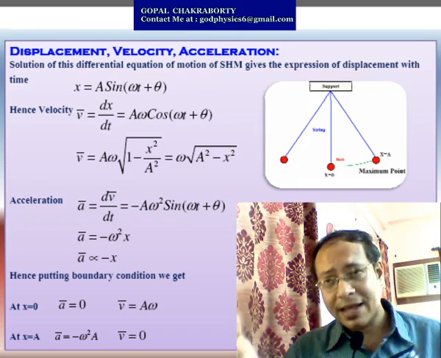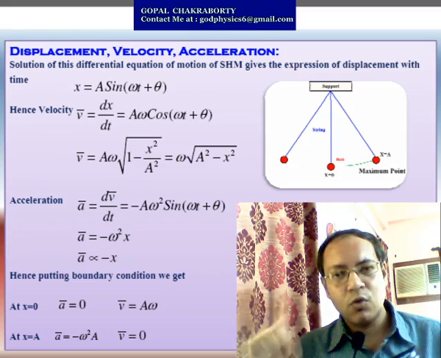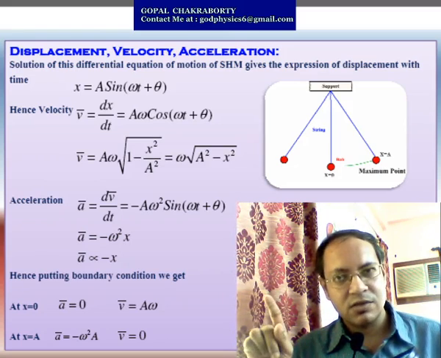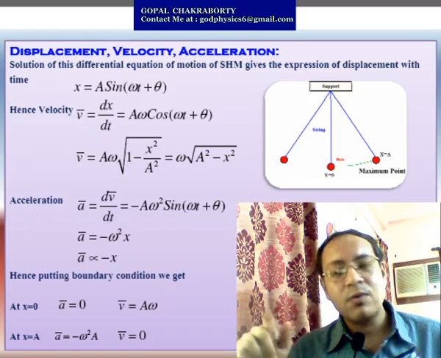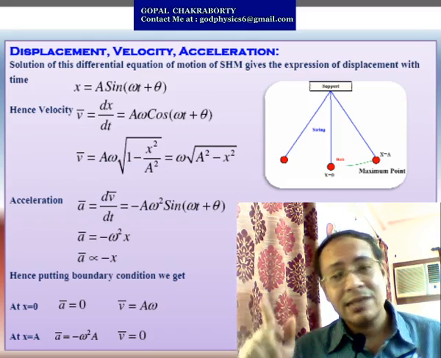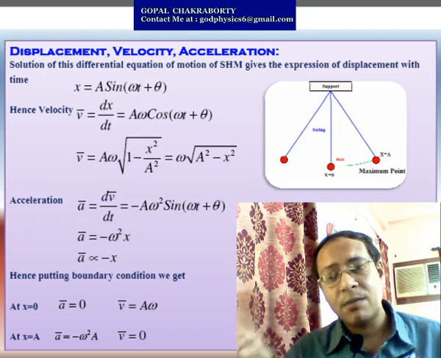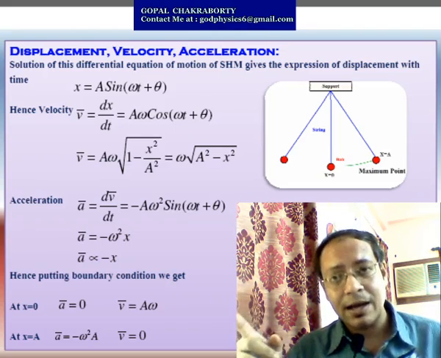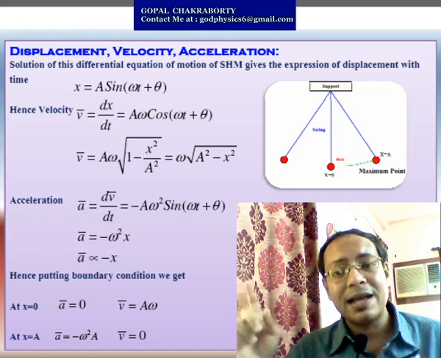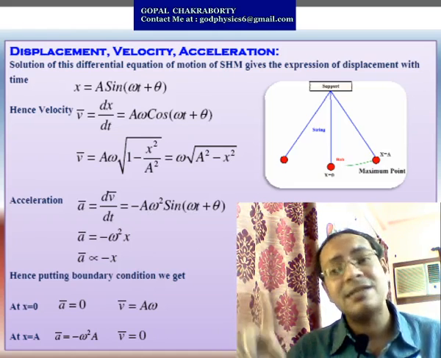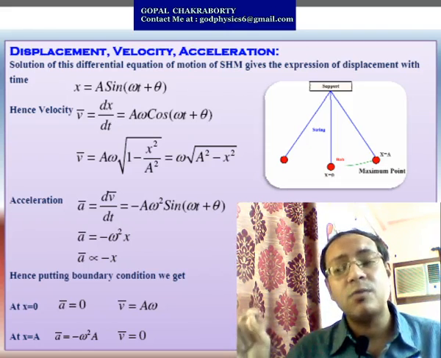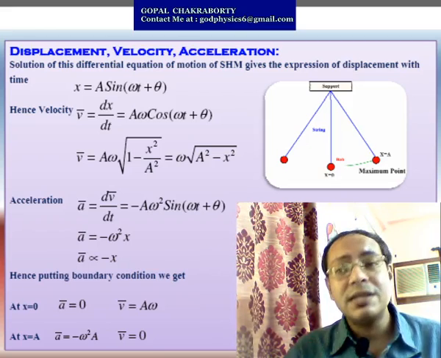Now, as per our diagram, if we consider two boundary conditions, one is the mean position of rest, where x equals 0, you substitute the value in the expressions of velocity and acceleration. At x equals 0, your acceleration is 0, but velocity is maximum, that is a omega. Alternatively, at the end point, where the particle achieves maximum amplitude, at x equals a, you will get the acceleration maximum, that is minus omega square a, and the velocity is 0.